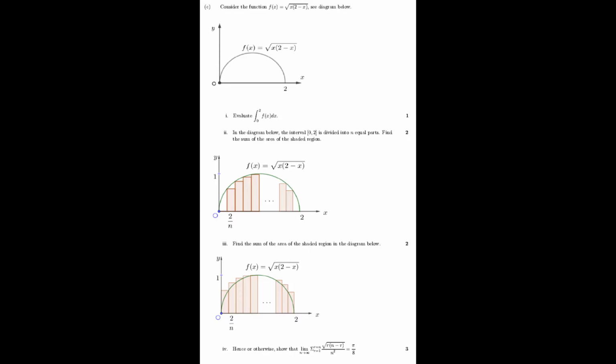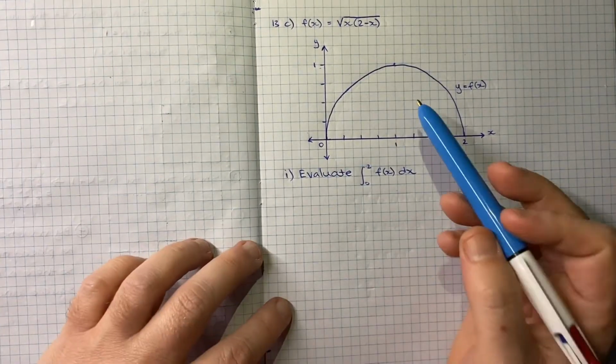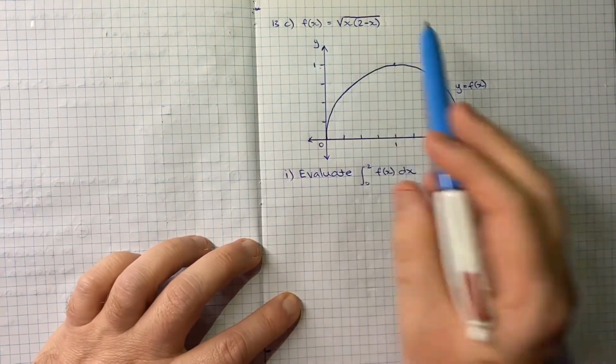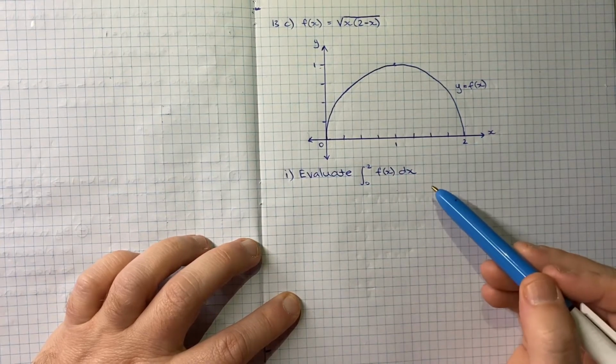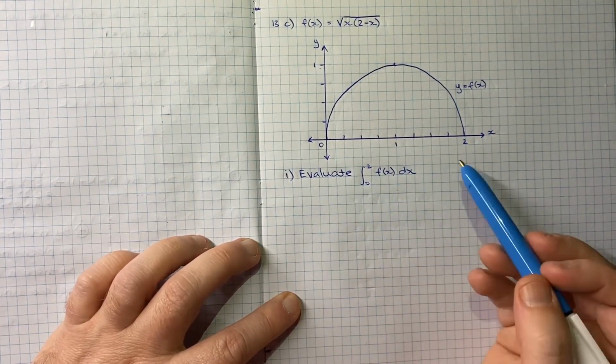The setup of the question is we're told to consider the function f(x) equals the square root of x(2 minus x), and then we're given this diagram below. And then part 1 wants us to evaluate the integral from 0 to 2 of f(x) dx. So yeah, let's take a look. So here I've just written up the function we're dealing with and recreated our chart. And we want to evaluate this integral.